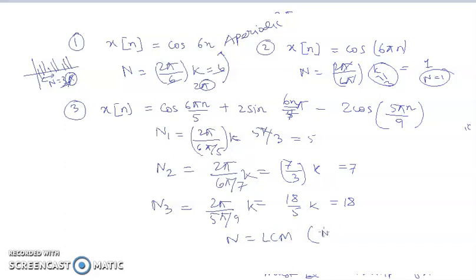N1 means 5 only, 7, 18. So it will be the multiplication of these 3: 35 into 18. So 630. So this is the answer. N is equal to 630.